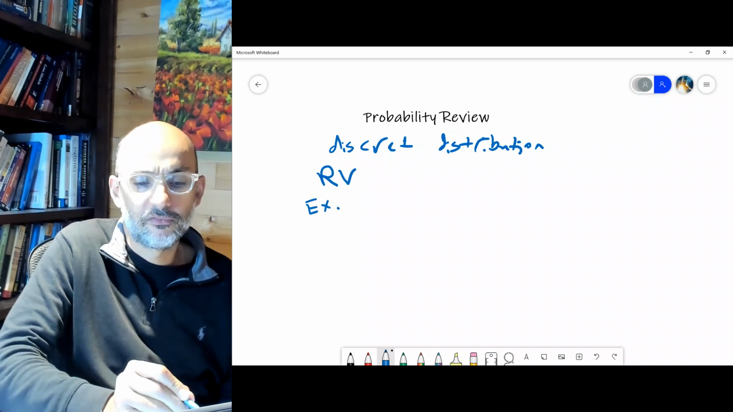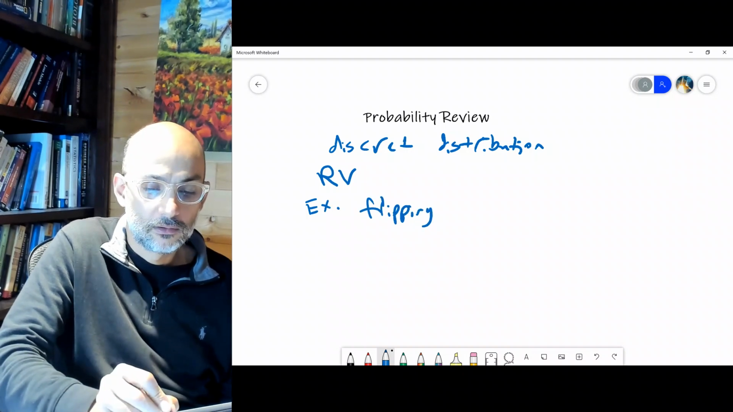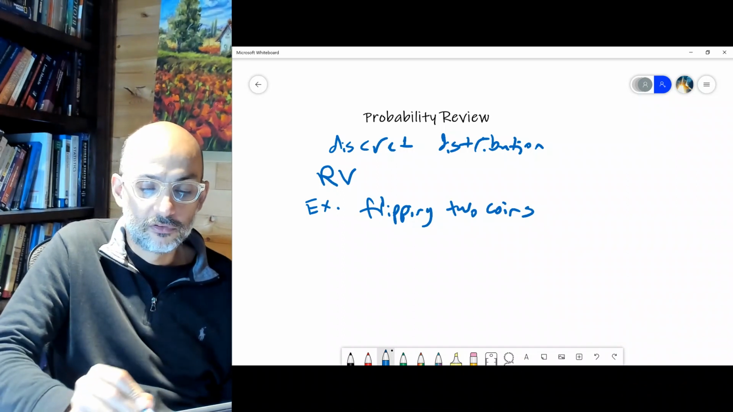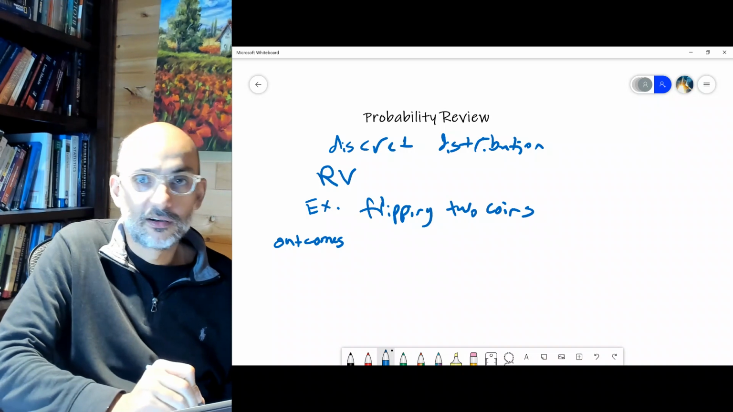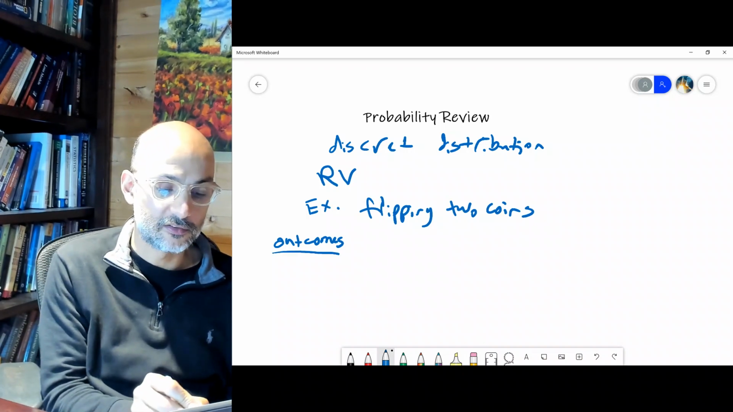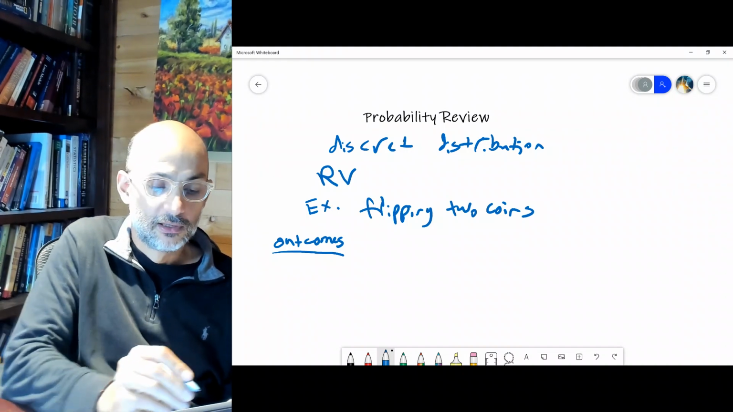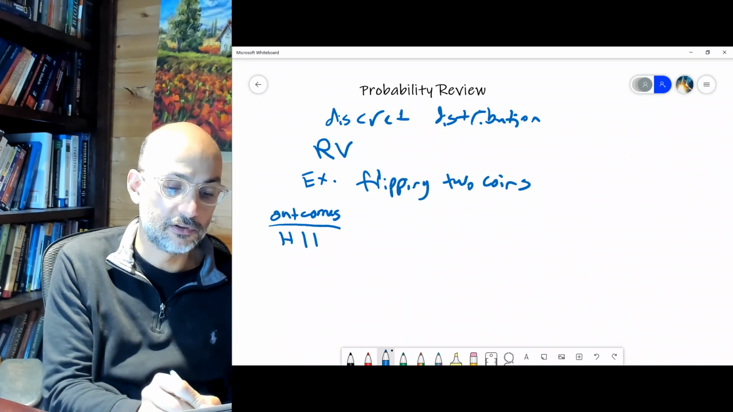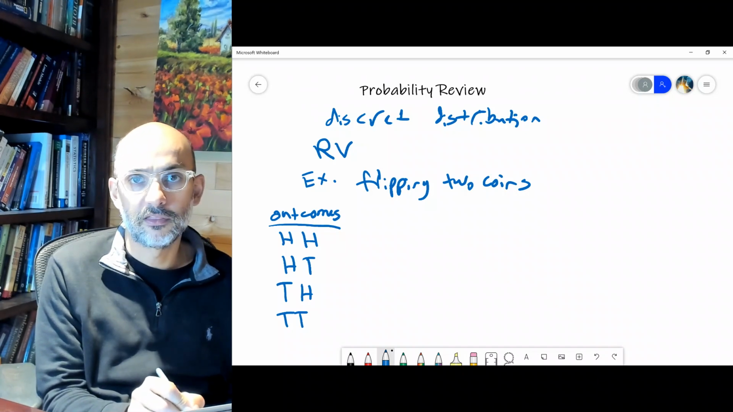Let's flip not one coin, let's flip two coins. If you flip two coins, you would have four different outcomes. The first one is head and the second one is head. Another is head tail. The other one is tail head, and tail tail. So these are all the outcomes.